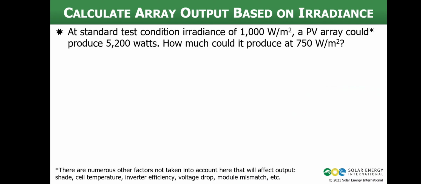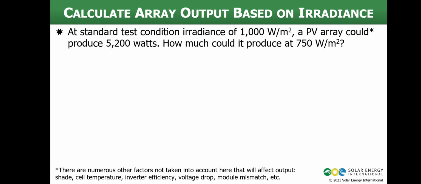Now we're going to calculate the array output based on the irradiance. We know our standard test condition irradiance is 1,000 watts per meter squared, but our array is not usually working at 1,000 watts per meter squared. It's actually quite uncommon for us to have exactly 1,000 watts per meter squared. So if we want to estimate how much a PV array could produce at a different irradiance level, we need to calculate a factor out and then calculate what the expected irradiance is.